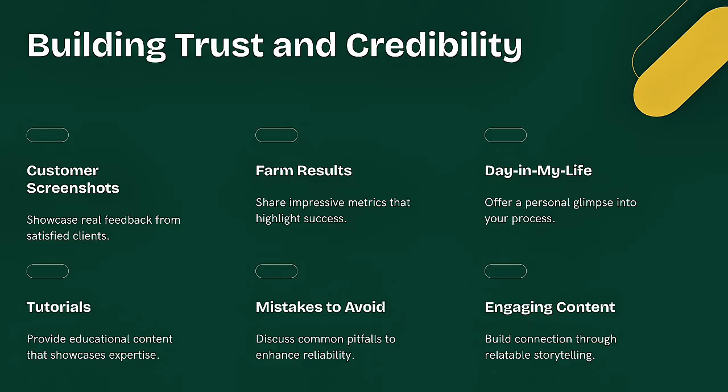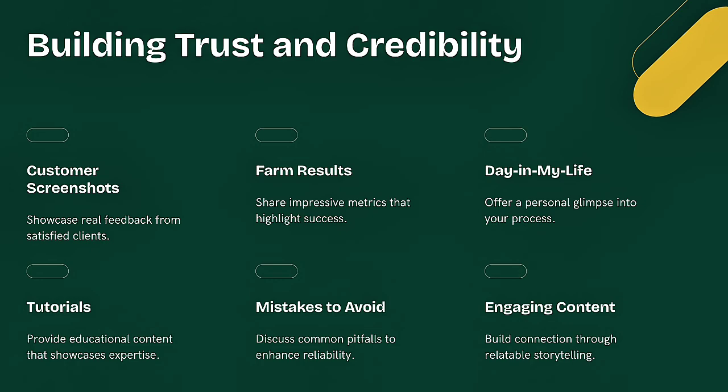Step 2 is authority content. Okay, this is where people begin to trust you. Say, for example, you have screenshots of customers, results from your farm. You have tutorials, mistakes to avoid, a day in my life as a product creator. So this content tells people that I know what I am doing.